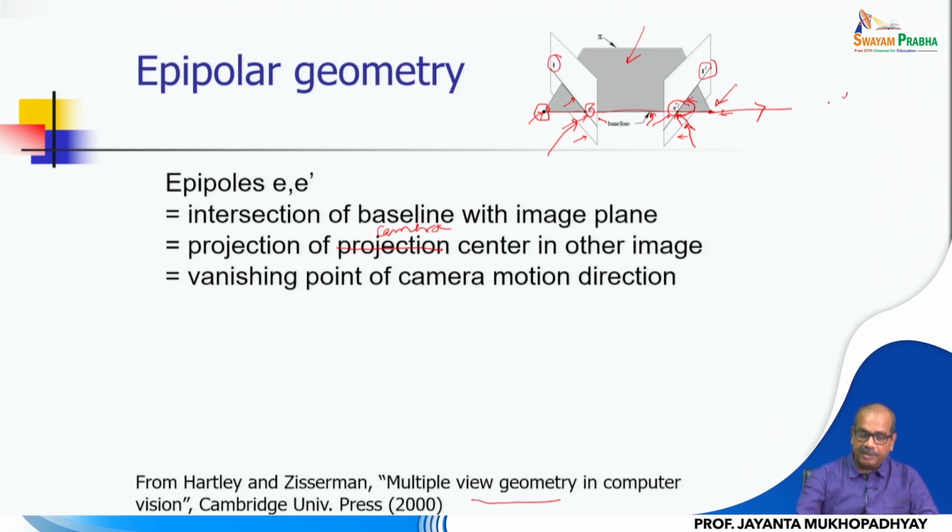If I project this point on this image plane, that forms this epipole, the left epipole, and if I project this point on this image plane, it forms the right epipole. So those are also called vanishing points, respectively.